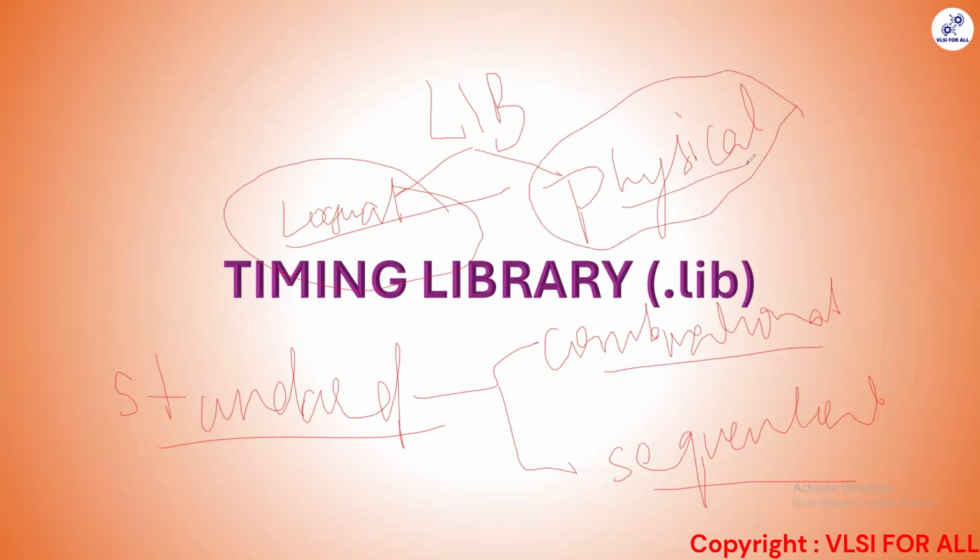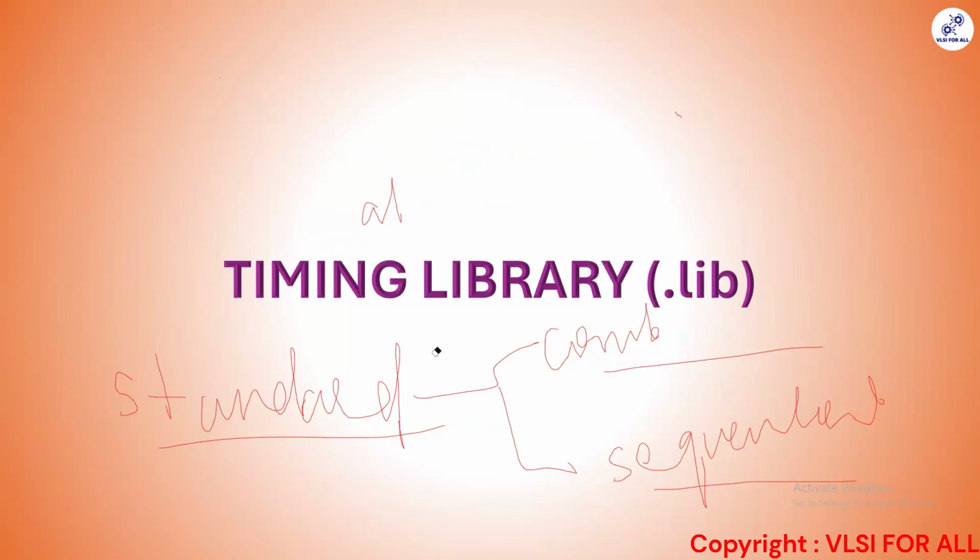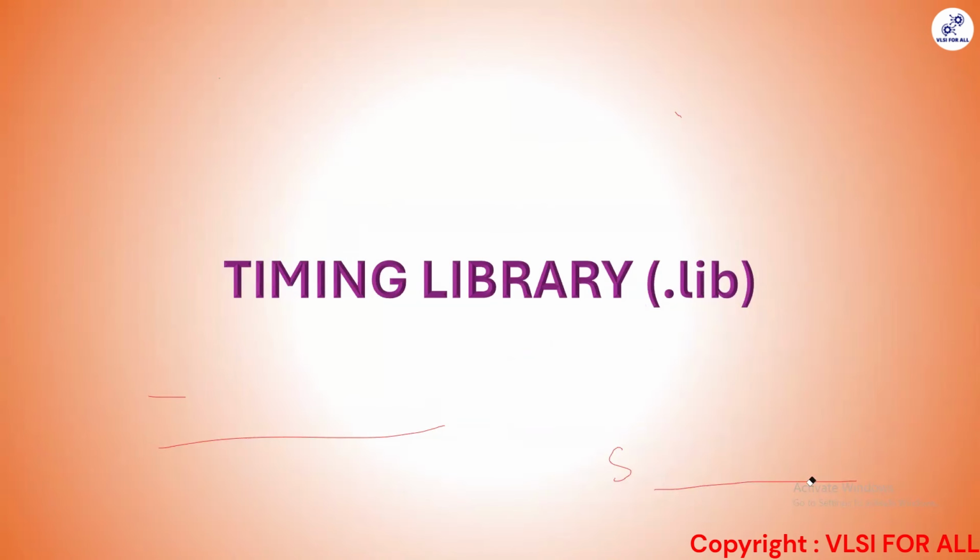As the name suggests, physical attributes, right? How does it look? What is its size? And what metal layer has it been built on? Correct. So all that information will be present in your physical library. Okay. Now let's continue with what actually a timing library is.